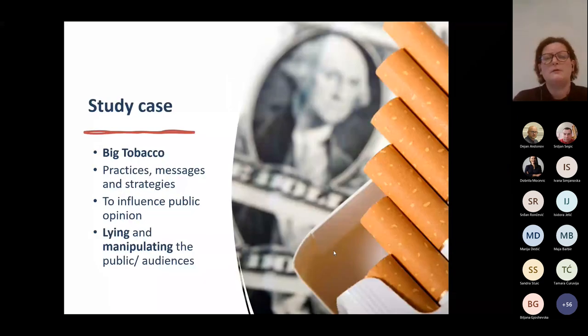But when we speak about the history of environmental journalism, of climate communication, of environmental communication, we have to look at the history of how big companies have manipulated the public. Even though the awareness of the public was high, it is high, there are always some manipulating practices.